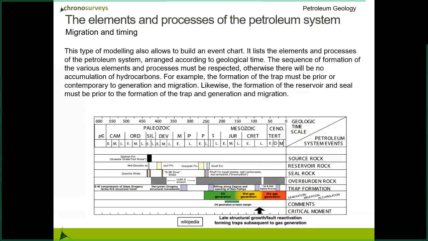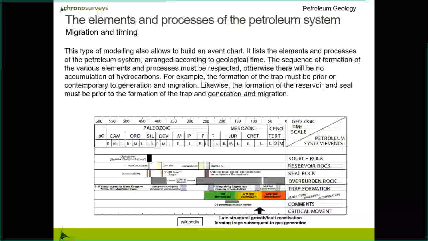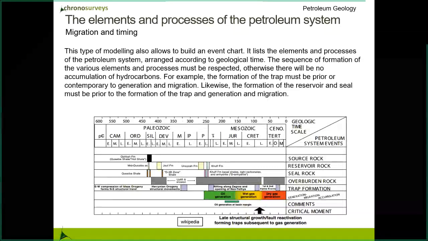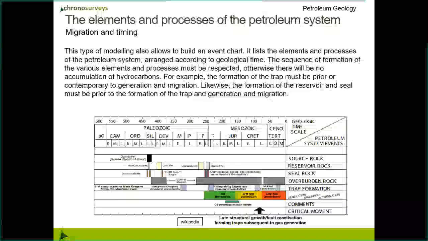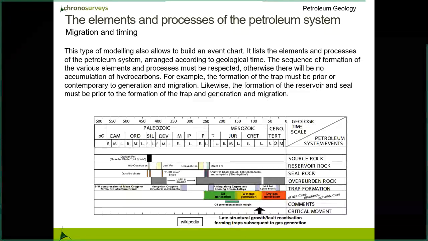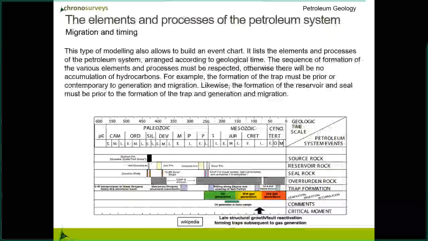Also, for example, reservoir and seal need to be formed prior to the formation of the trap and generation and migration. So you can have all the reservoir and seal that you want. If there's no anticline or some fault block or some other structure that can trap the hydrocarbons, so to form the geometry to trap hydrocarbons, the presence of reservoir and seal will not be significant.